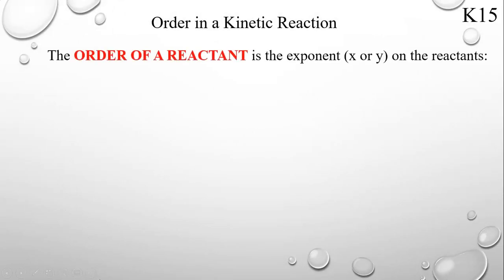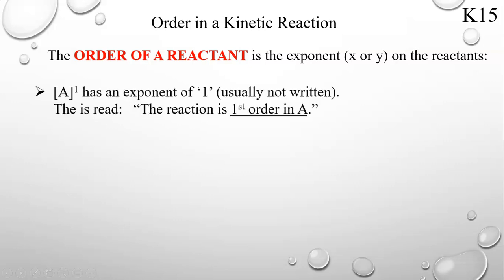So the order of a reactant is the exponent X or Y on the reactant. So let's learn about that. It's almost kind of like order in a polynomial when you're in math class, but not exactly the same. A to the first has an exponent of 1, and that's usually not written, obviously, when you have an exponent of 1. So that's read, the reaction is first order in A. That's how you would read that.